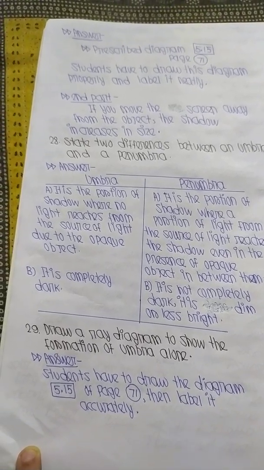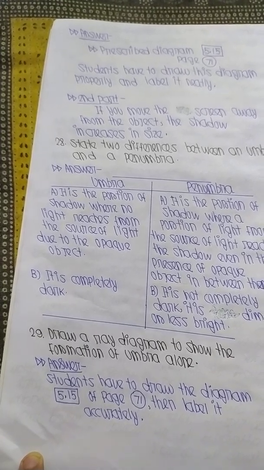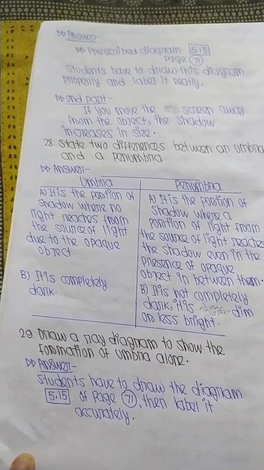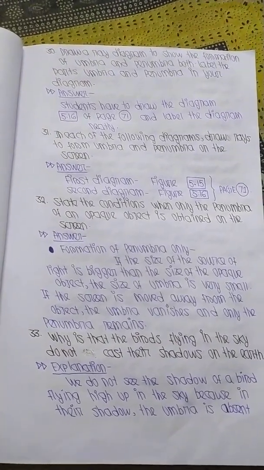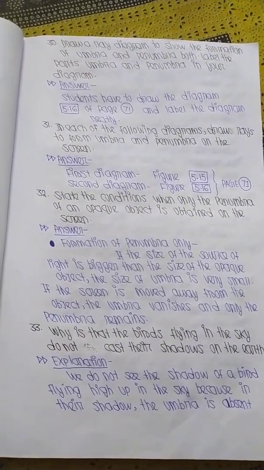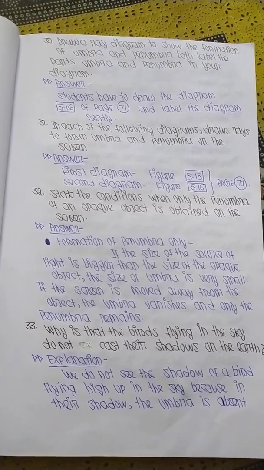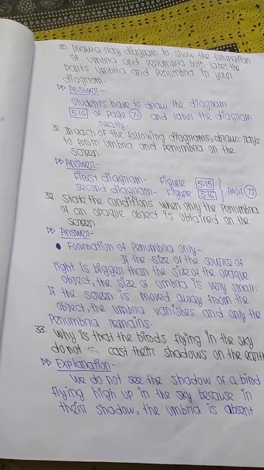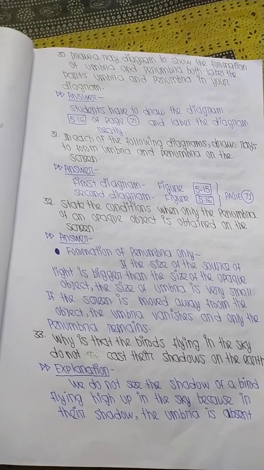Question 29. Draw a ray diagram to show the formation of umbra alone. Students have to draw the diagram 5.15 of page number 71, then label it accurately. Next question, question 30. Draw a ray diagram to show the formation of umbra and penumbra, both. Label the parts umbra and penumbra in your diagram. Answer. Students have to draw the diagram 5.16 of page 71 and label it properly.